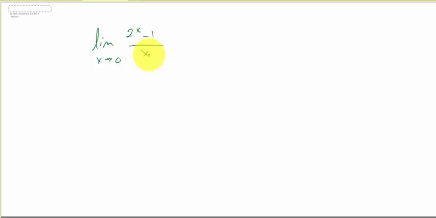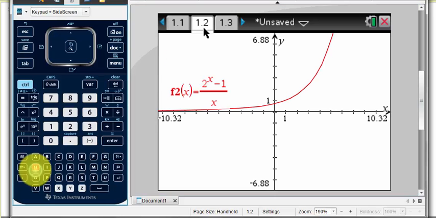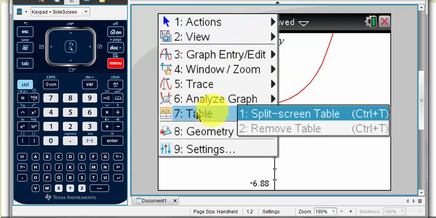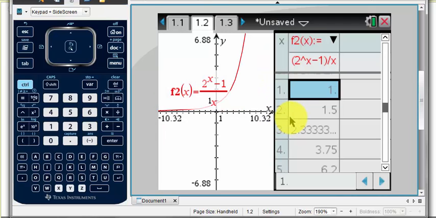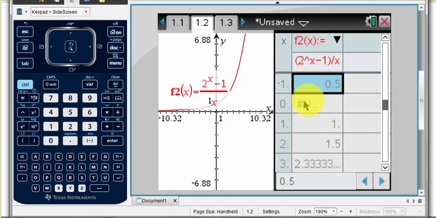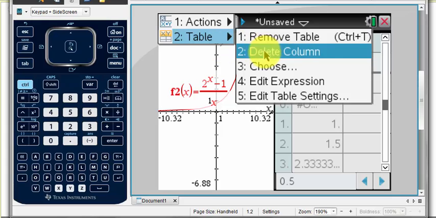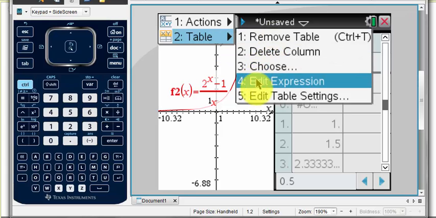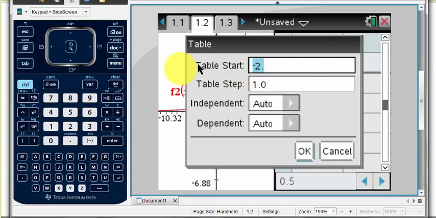Okay, so we have the graph. We can sketch this graph fairly easily. If you're not sure how, we go Menu, Table, throw in a table here. Now we could very easily plot points, and we see at x equals 0, this graph is undefined. Okay, so what do we do? Well, let's go into our table settings and see if we can't dial in closely what this is.